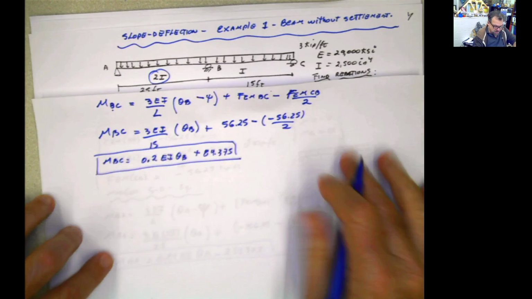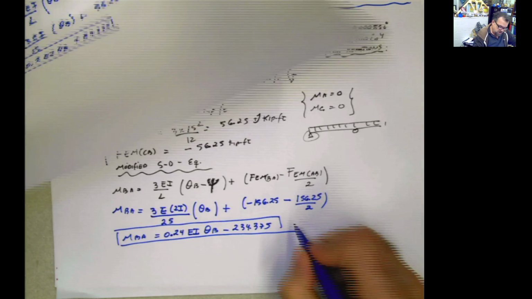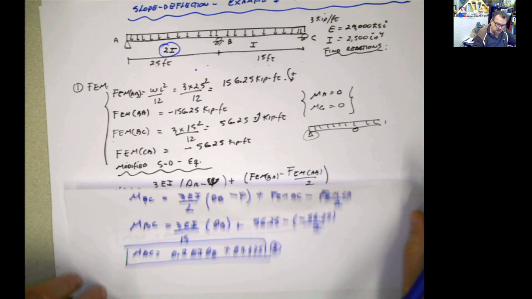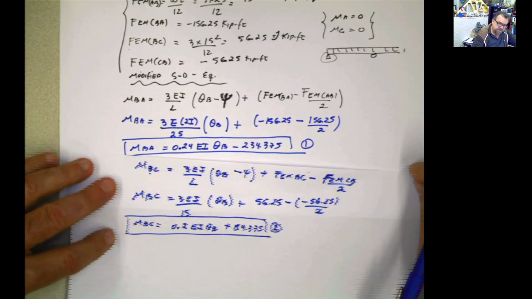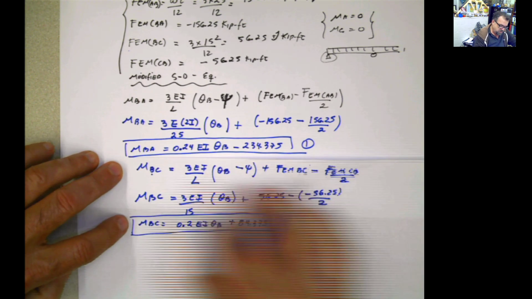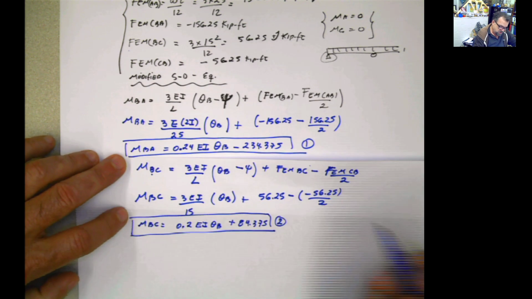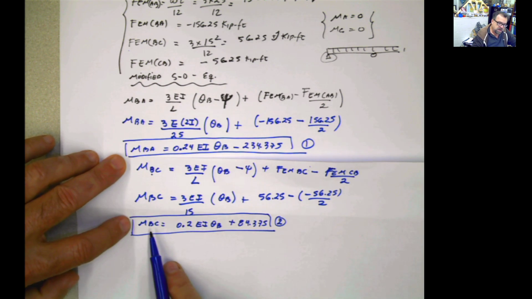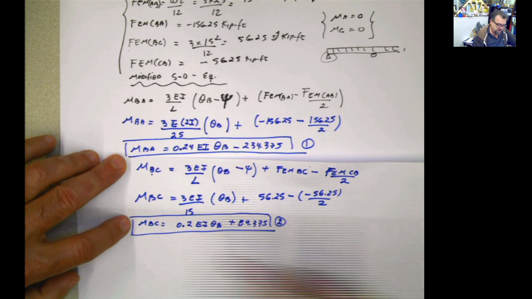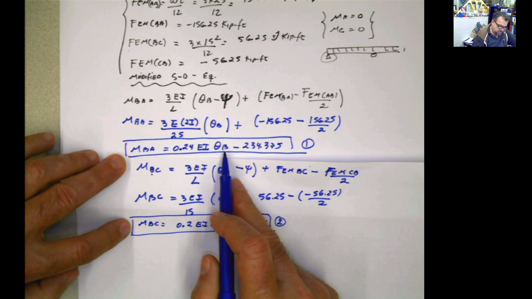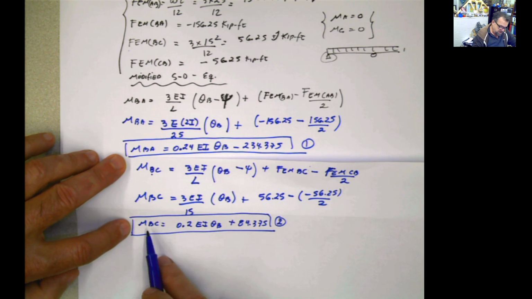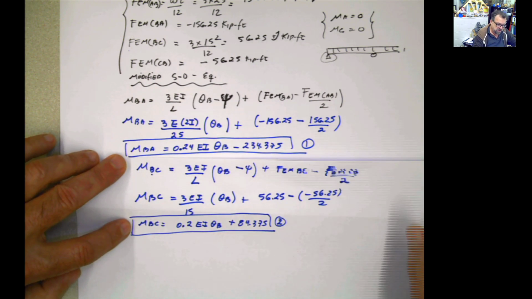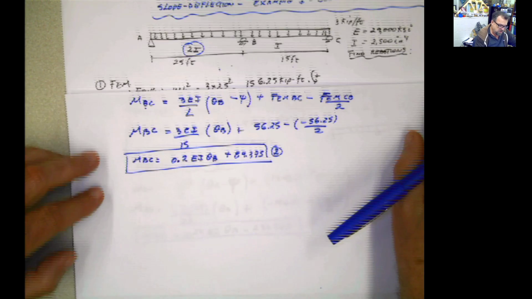And we have another equation. Now let's look at these equations, equation 1 and equation 2. If you look at these two equations, we have a system of two equations with how many unknowns? I have 1, 2, and 3. I have three different unknowns: MBA, the theta B, MBC, and theta B is the same. So 1, 2, 3, but I have two equations. So where is the third equation coming from?